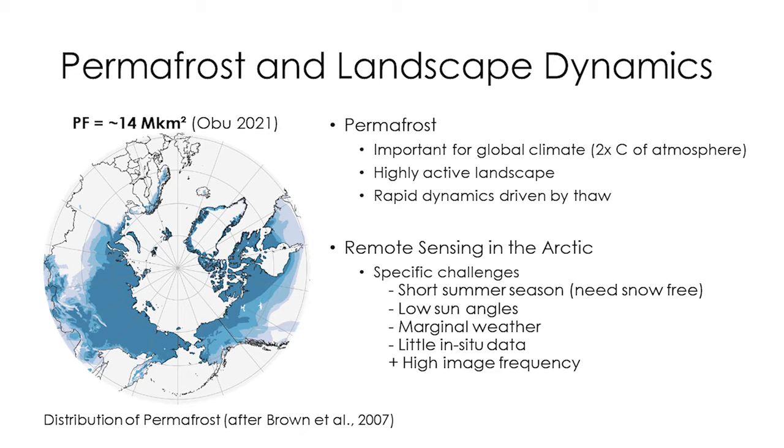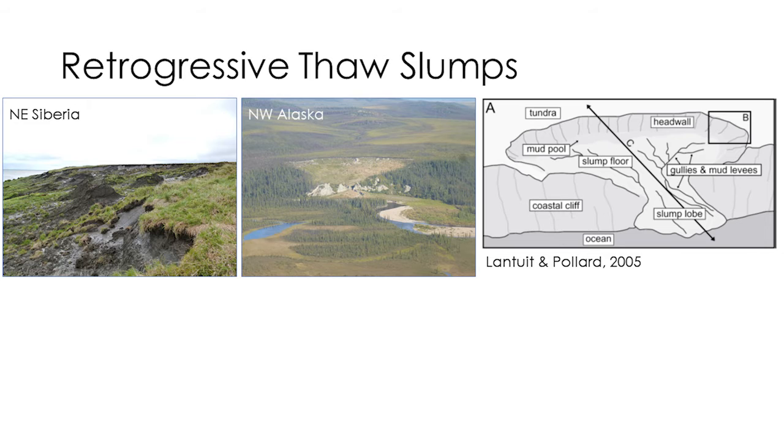The big advantage of working in the Arctic is we have a very high image frequency, especially when working with polar orbiting satellites. Let's come to our main target. We are here talking about retrogressive thaw slumps, which are typical mass wasting processes which are initiated and expanding due to the thaw of ground ice.